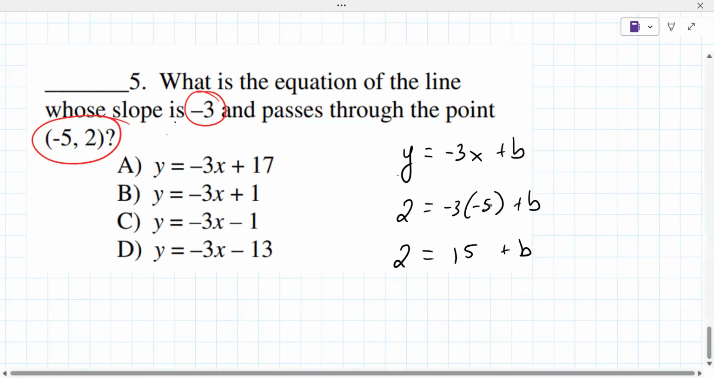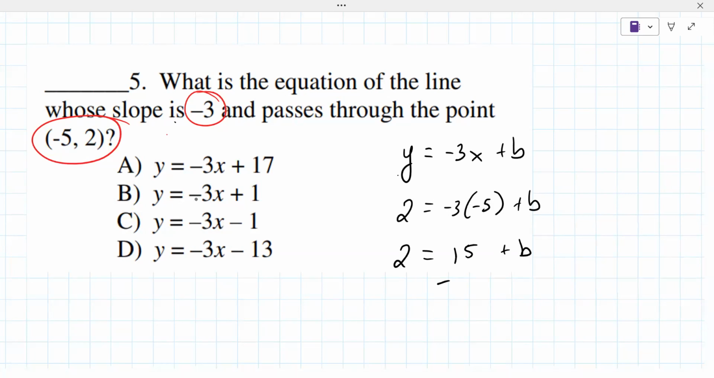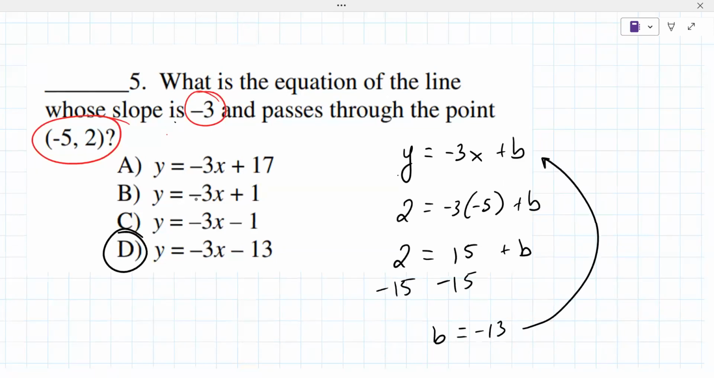Mm-hmm. Okay. Which answer choice did you choose again? I'm sorry. Let me make sure I didn't hear something different. D. So negative 13, because you would subtract 15 from 2. Good. I heard something different initially, and that's why I was double checking. That is fantastic. All right.